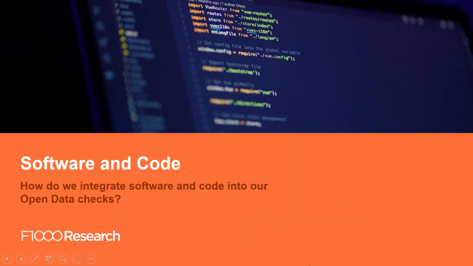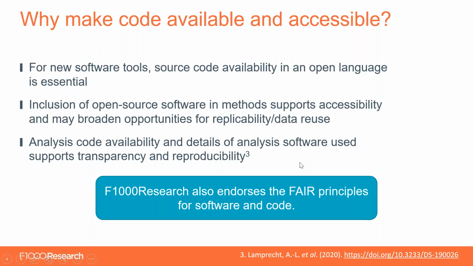We also check that software and code adhere to our open data policies. So we endorse the FAIR principles for software and code for transparency and replicability purposes, because software and code used essentially can affect the results and can make it difficult to replicate a study if you don't have access to them.